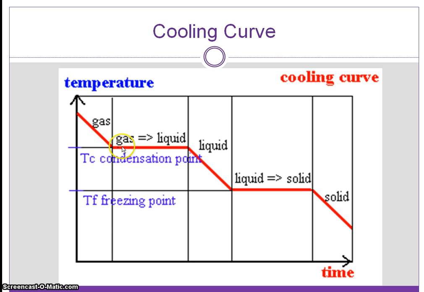And then at this point it's going to start to turn to a liquid, but notice the temperature stays the same. Once every single gas particle has become a liquid, then you can cool the liquid even more. So cool it until it reaches this point, which is the freezing point. And at this point it's going to start to turn into a solid, but notice the temperature doesn't change. And then once every single particle is solid ice, then you can cool the solid even more.